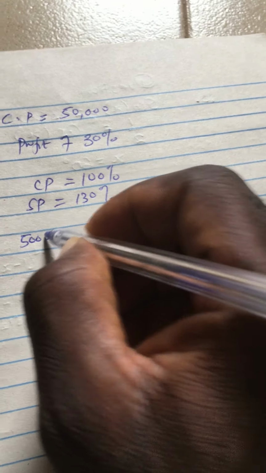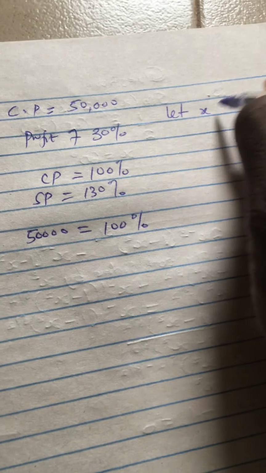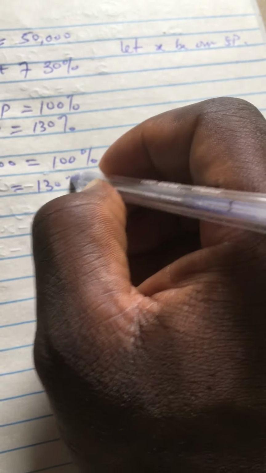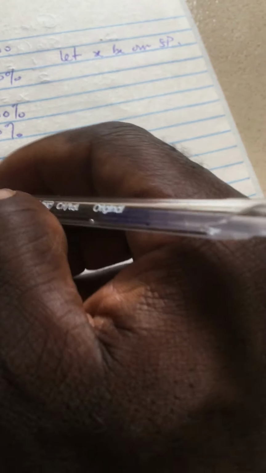So our cost price is 50,000. So 50,000 is 100%. We don't know our selling price. So let X be our selling price. Right? Good. And so selling price is X, and this is 130%. So cross multiply. And so 100% times X is 1X.